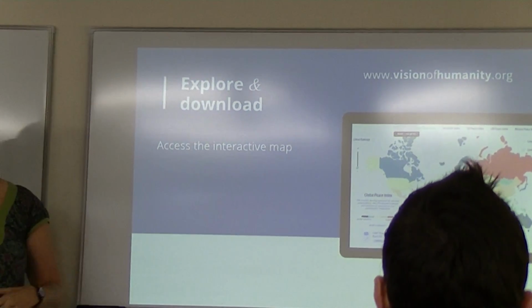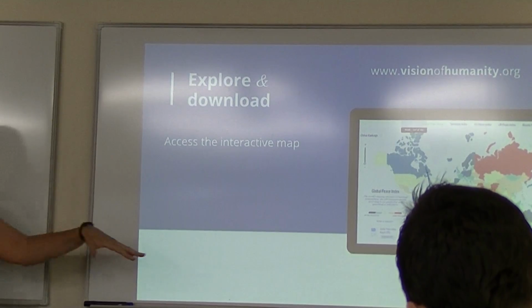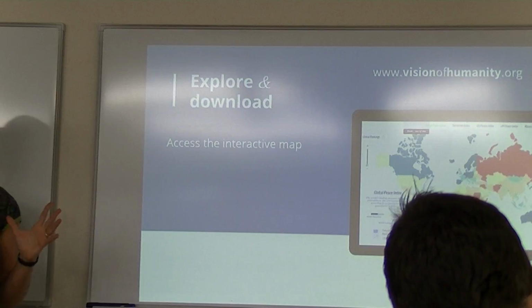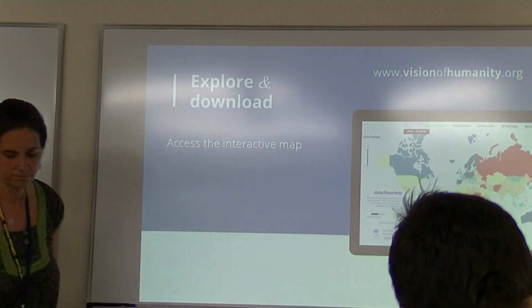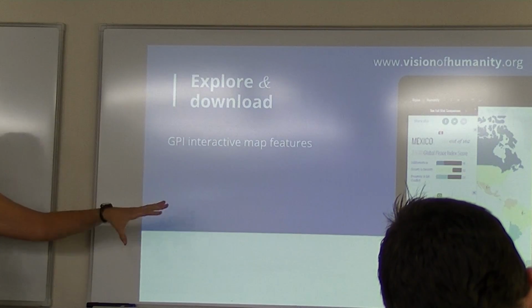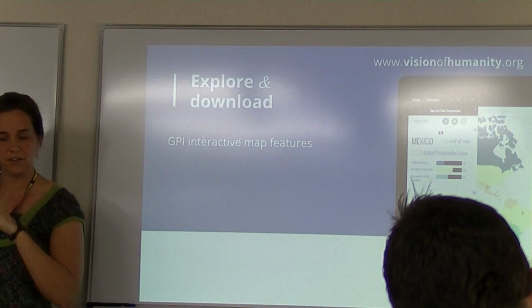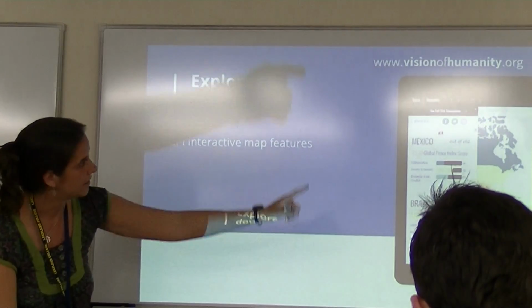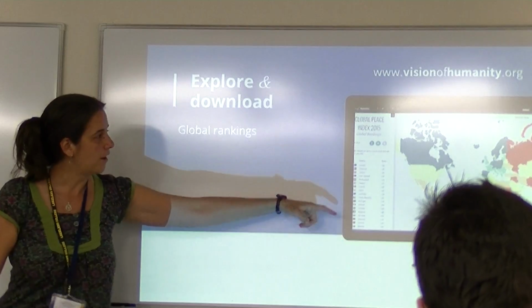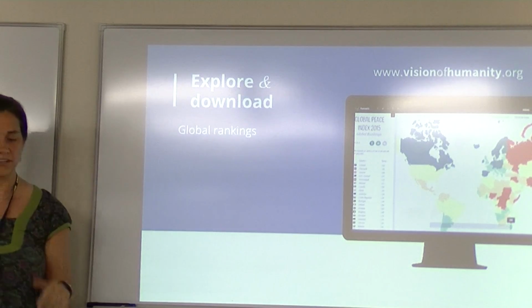If you access Vision of Humanity, which is the communication platform of the GPI, they have the interactive map. Like I said, it's very well done. It's very clear, very easy to use. This map has very interactive features. You can pull up countries, you can compare them on the different indicators. You can see global rankings, also very interesting, so you can choose any indicator you want and see a ranking of all the countries.